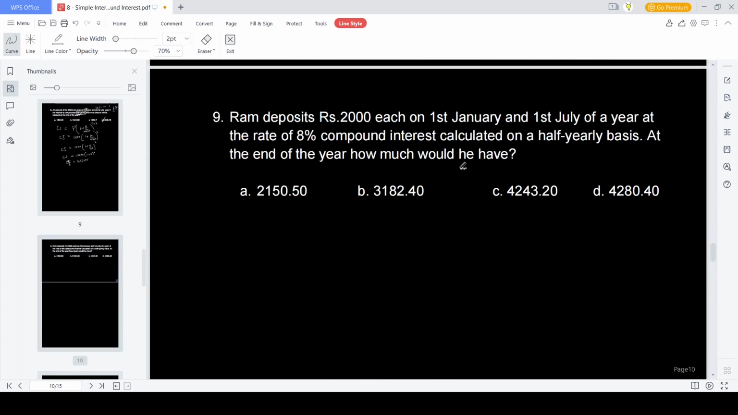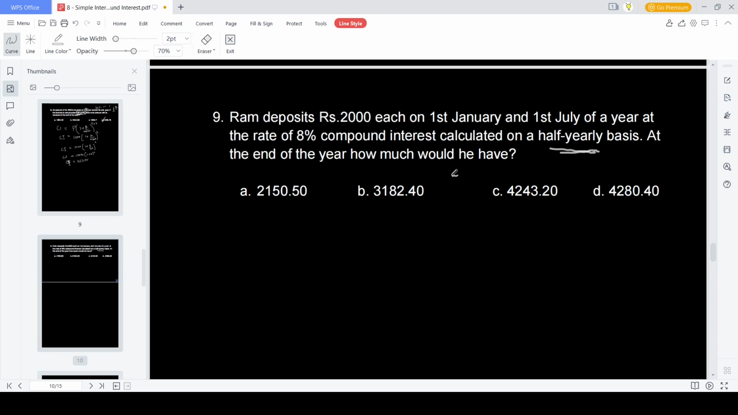Okay, next question. Ram deposits 2000 rupees each on 1st January and 1st July of a year at the rate of 8%, calculated on half yearly basis. At the end of the year, how much would he have? Basically it's the same question again. Here there's only a small difference, where 1st January and 1st July is given.